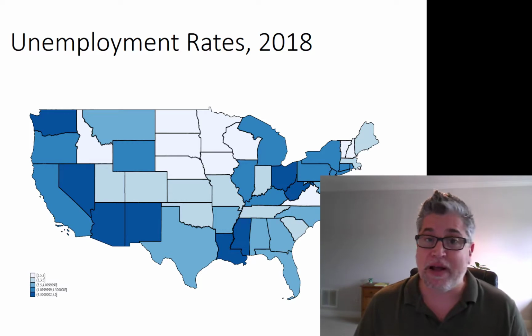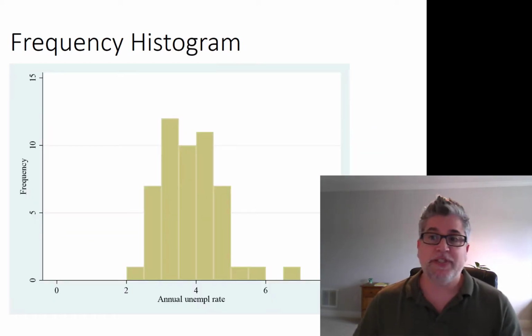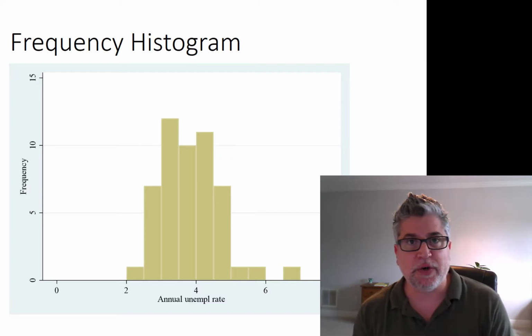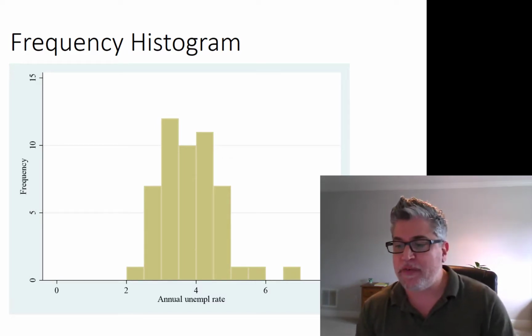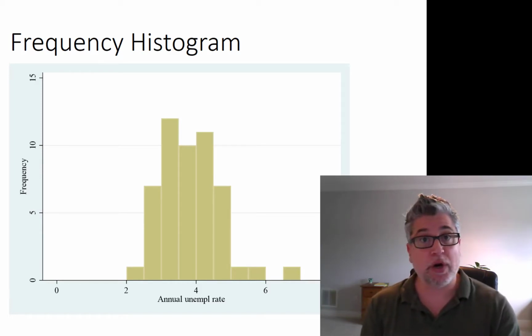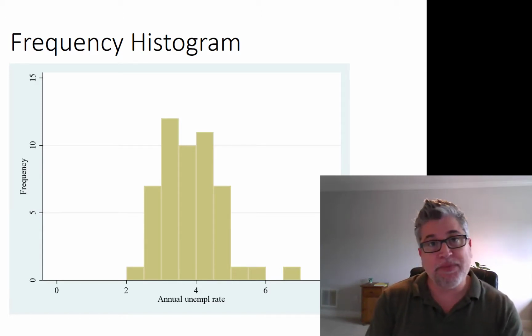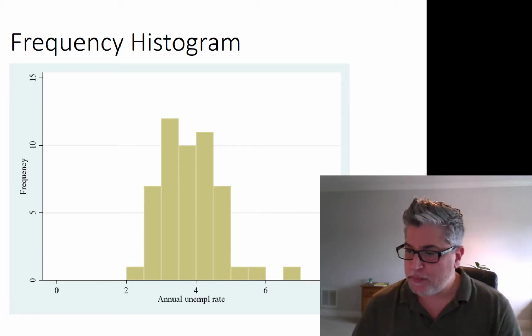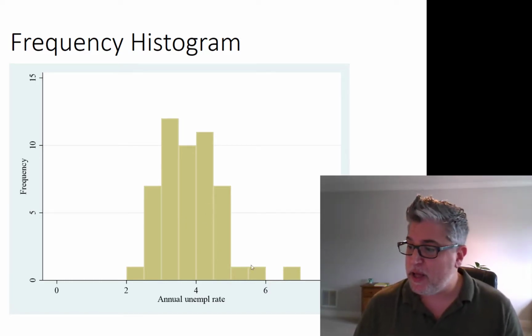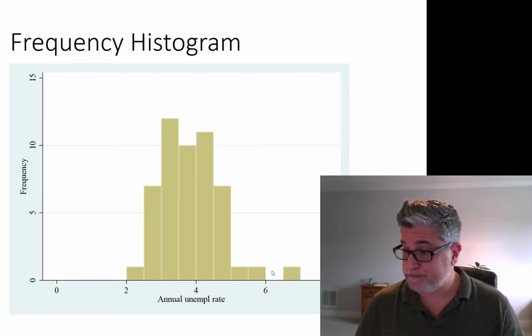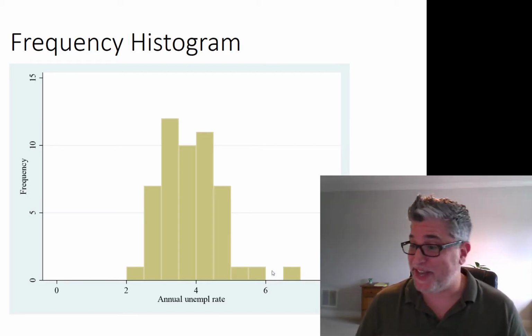Now, there are other graphs that we could have drawn. So for example, this picture is called a frequency histogram. And this tells us how often, what frequency, how often a particular value occurs. Now we just kind of lump them together into groups, but we can see that, you know, the most commonly occurring value seems to be somewhere between 2.5% and 4.5%. So almost everything happens in this area. There's a couple of outliers there. Who knows? That might be Louisiana.